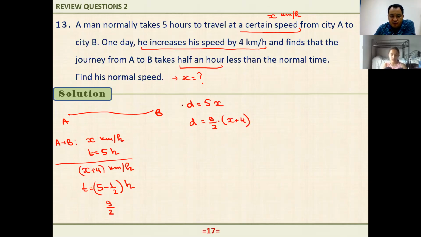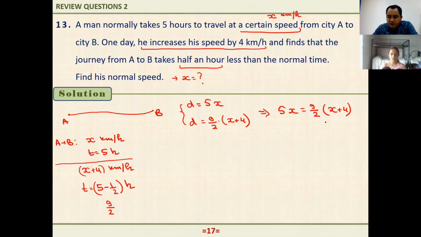So now we have two equations here. How do we solve them? I don't need D. The left-hand sides are equal, so that means the right-hand sides must be equal. So we get this equation: 5X is equal to 9/2 times (X plus 4). We just need to solve this equation. Or let me just do it like this.